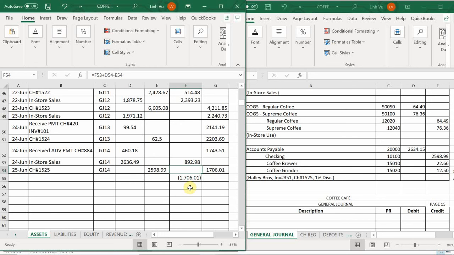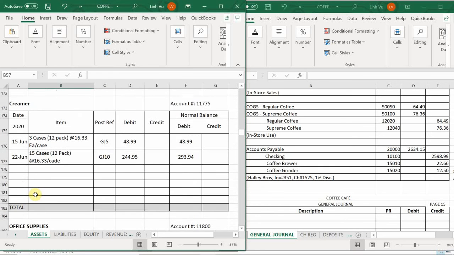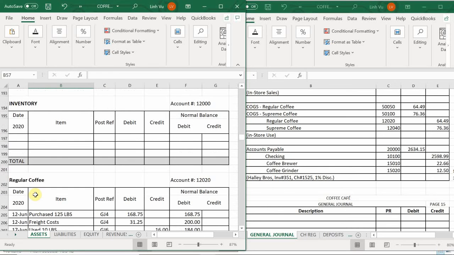Okay, thank you. Okay, so that was just for checking. So now we got to update our assets. Okay, I'm going to start with the coffee brewer first. Okay, so coffee brewer.